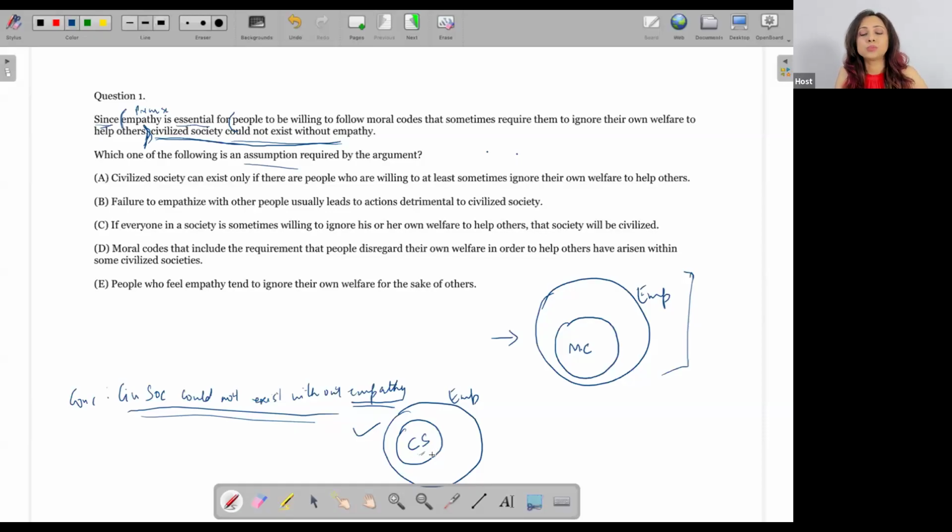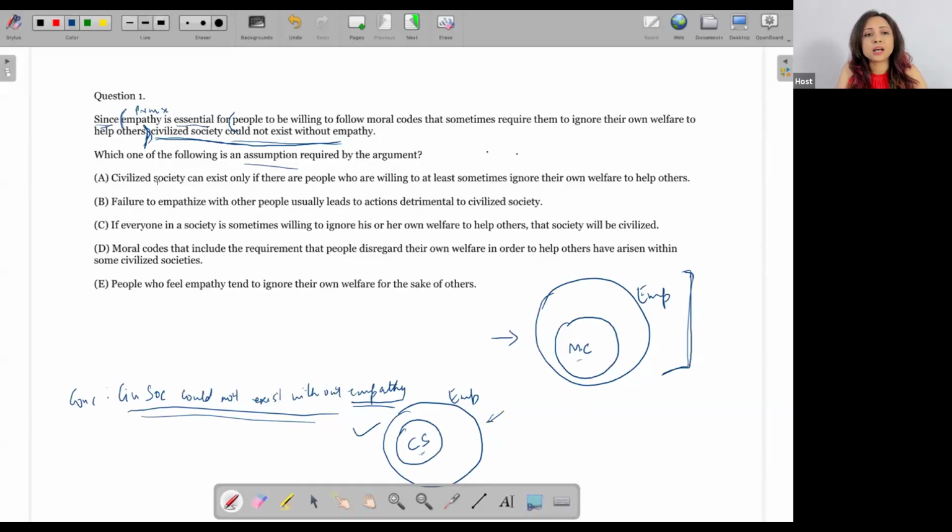How will I be able to say what helped the author conclude that empathy is necessary for civilized society? Think about that. I have only this data, where I say empathy is necessary for MC. What can make the author conclude? What is he assuming? Only if he assumes this particular thing will this hold. All right, doesn't matter. Let's look at the options that we have.